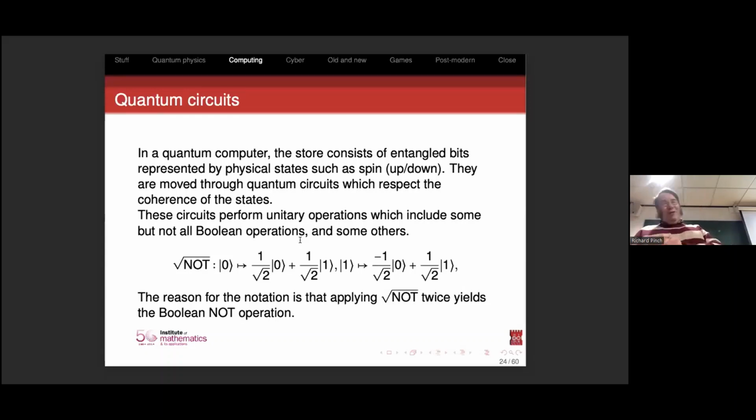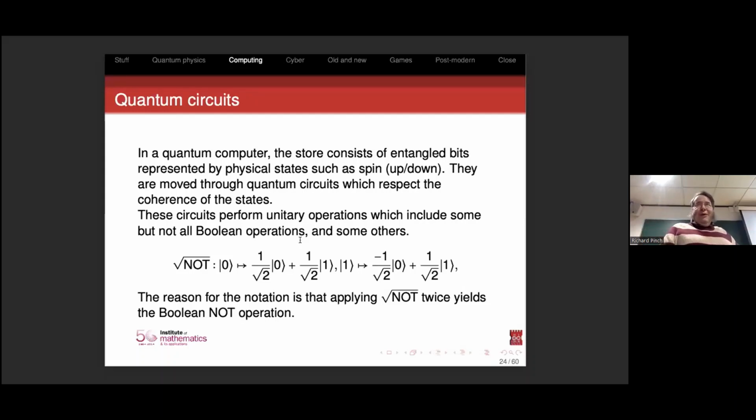So not all Boolean operations are available in a quantum circuit, but some operations are available that don't have Boolean analogs. For example, the so-called square root of NOT operation, which turns a 0 bit into a mixture of 0 and 1, and a state of 1 into a different mixture of 0 and 1. And this is reversible. And if you do it twice, you get the NOT operation. In other words, turn 0 into 1 and 1 into 0. That's the square root of NOT. And there is nothing like this in conventional Boolean algebra. There is no conventional Boolean operation whose square is NOT.